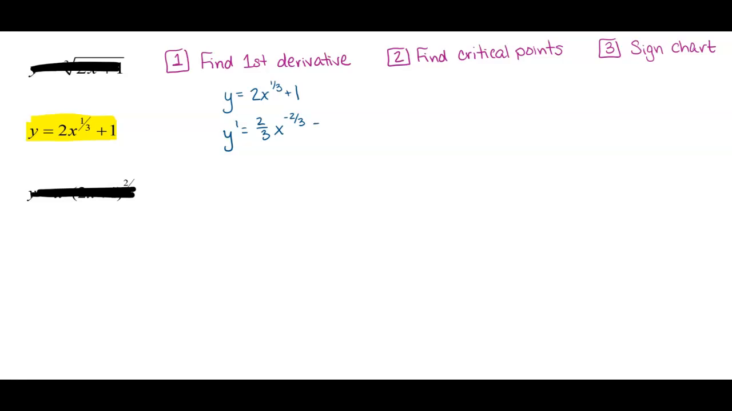So I'm going to rewrite this to make it look like a fraction because that's how we like things to look when we're dealing with critical points in the next step. So 2 on the top, 3x to the 2/3 on the bottom.